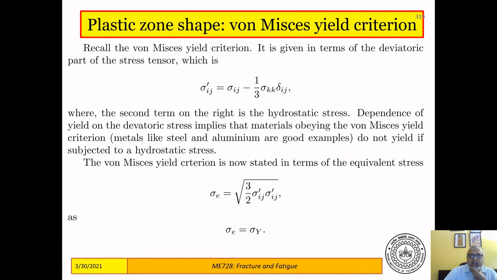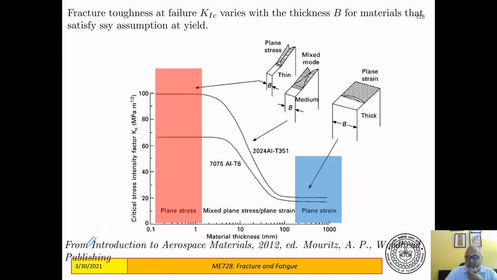Okay, so this is all that you can get from the simple Tresca based Irwin estimate. We are going to make this more sophisticated so that finally we can look at even large scale yielding solutions. So we will do it in steps. In the next lecture, I'll look at what happens when you have von Mises.